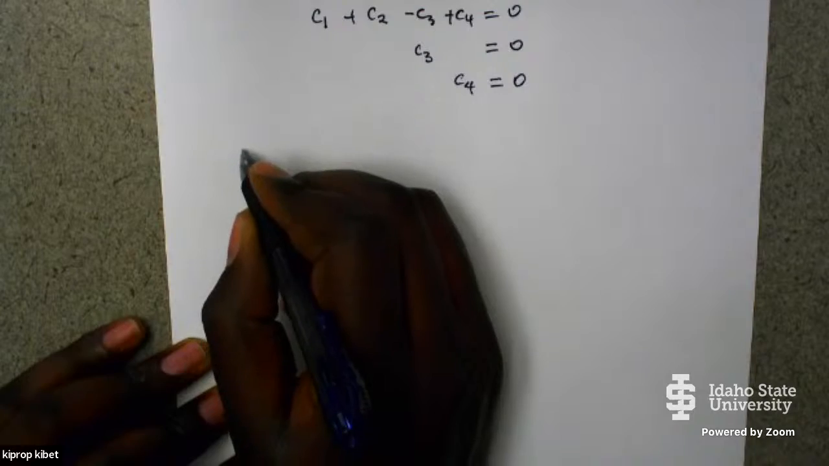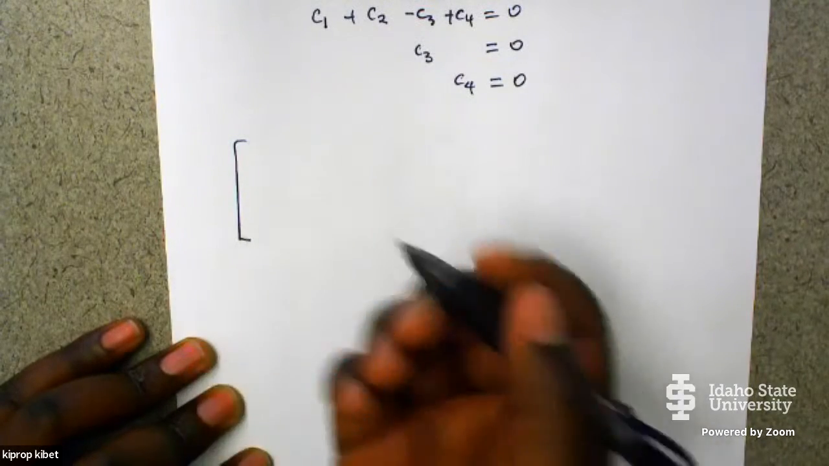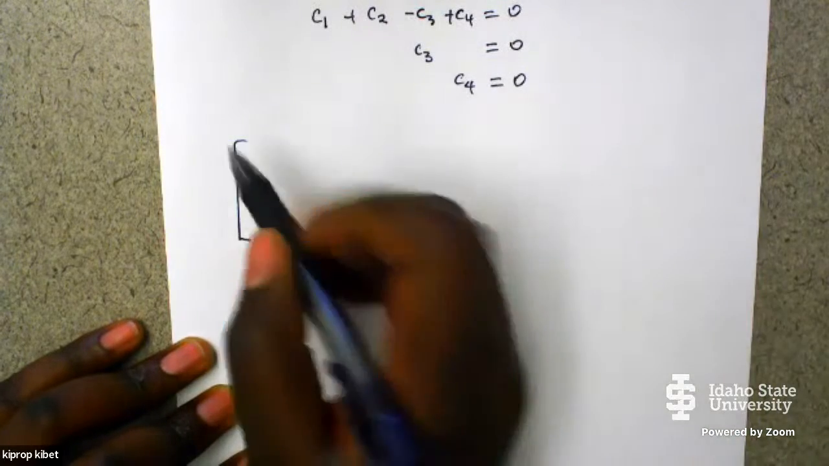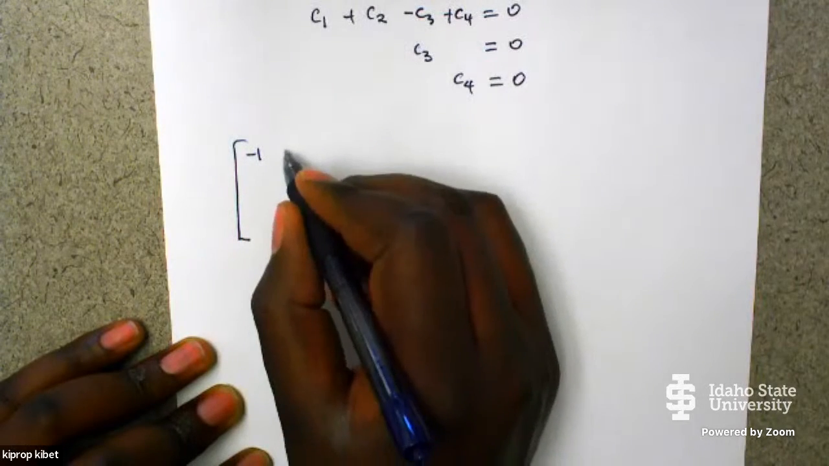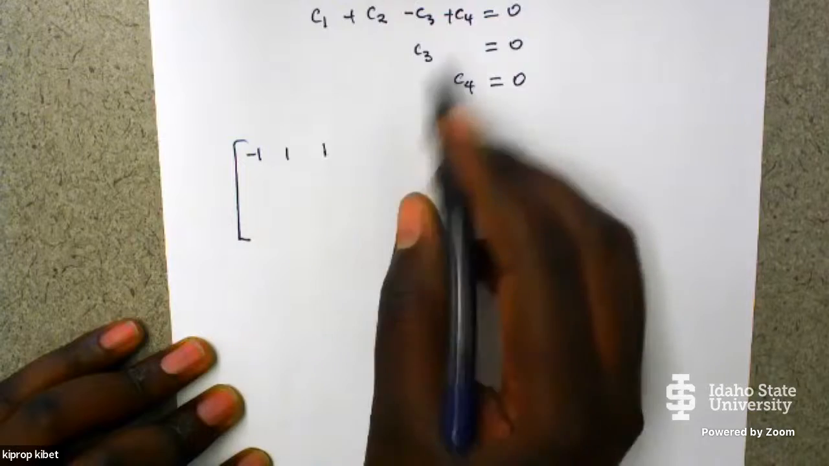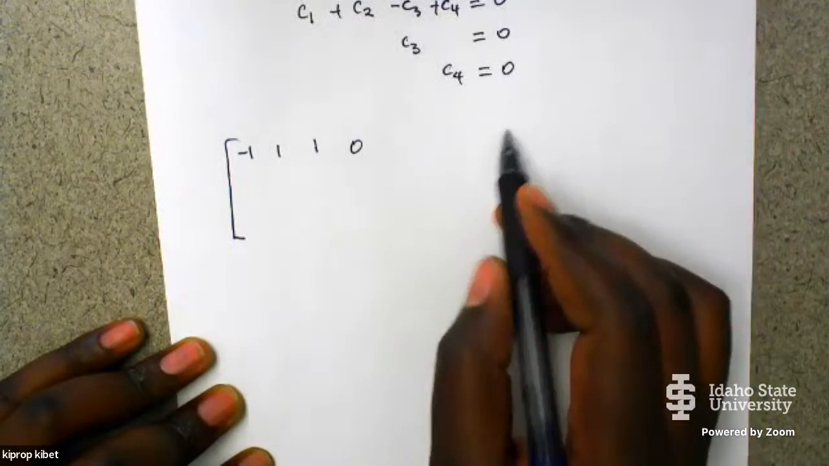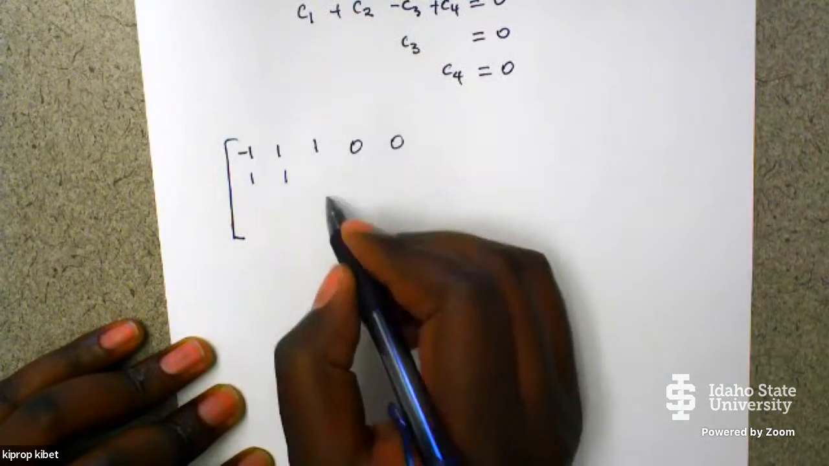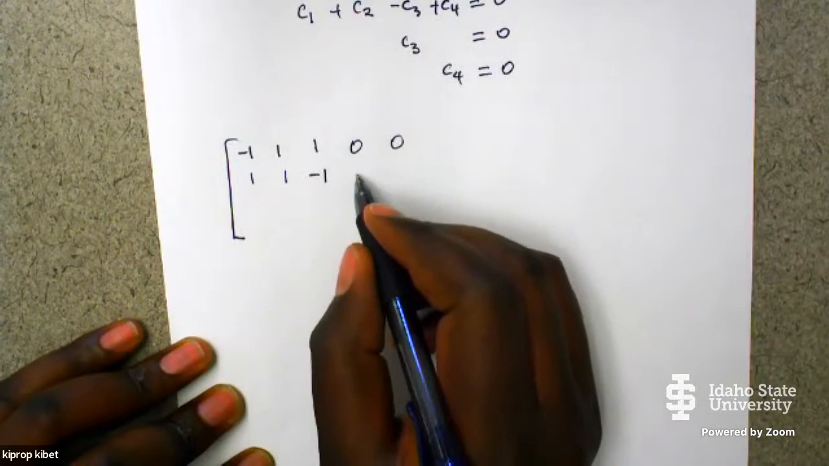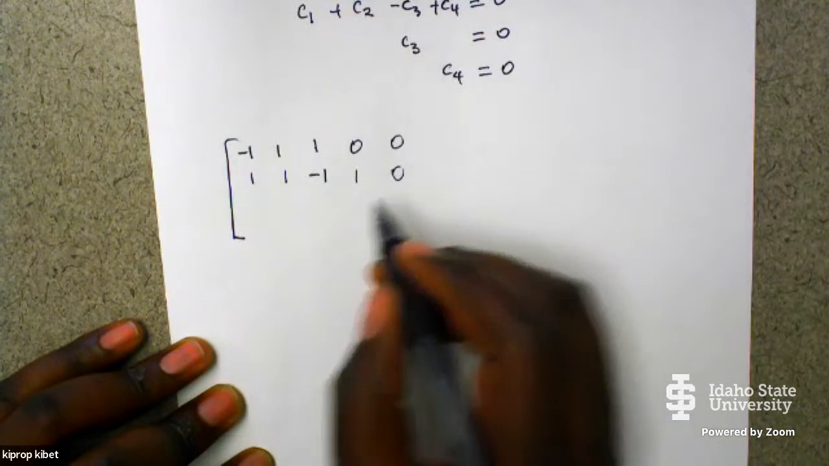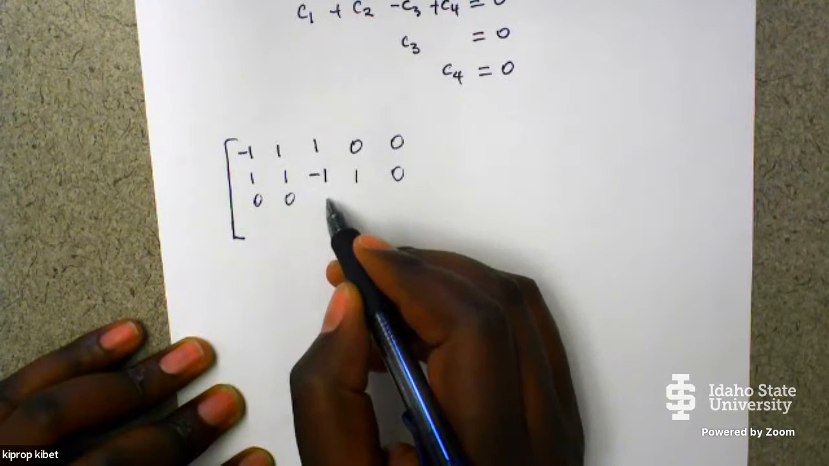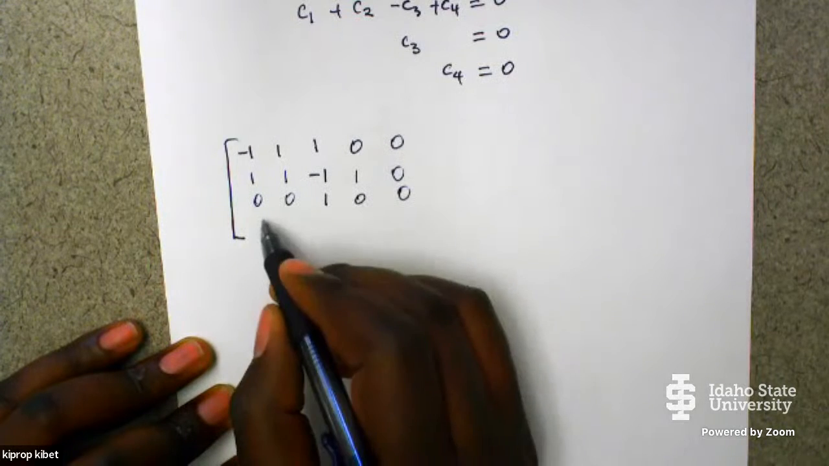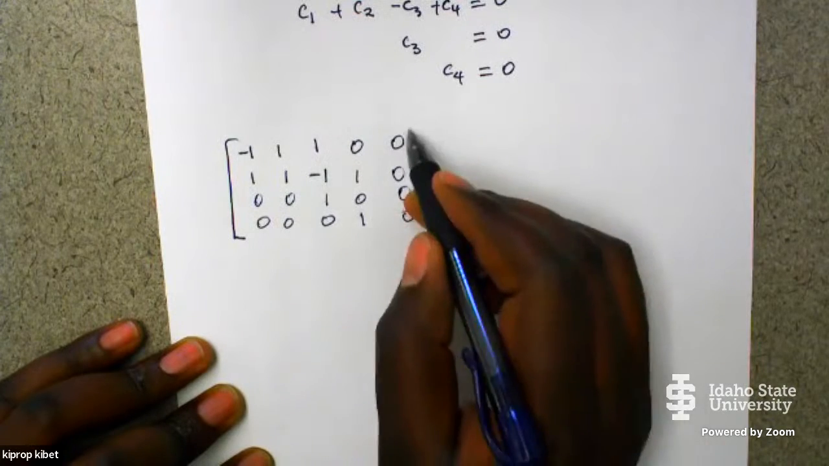So in this case, it will now be: the coefficients here are -1, this one is 1, this one is 1, and then the last one is 0, and this last one here is 0. So 1, 1, -1, then here is 1, and then 0. Then we have 0, 0, 1, 0, and then the last one there is 0, and then 0, 0, 0, 1, and then 0.